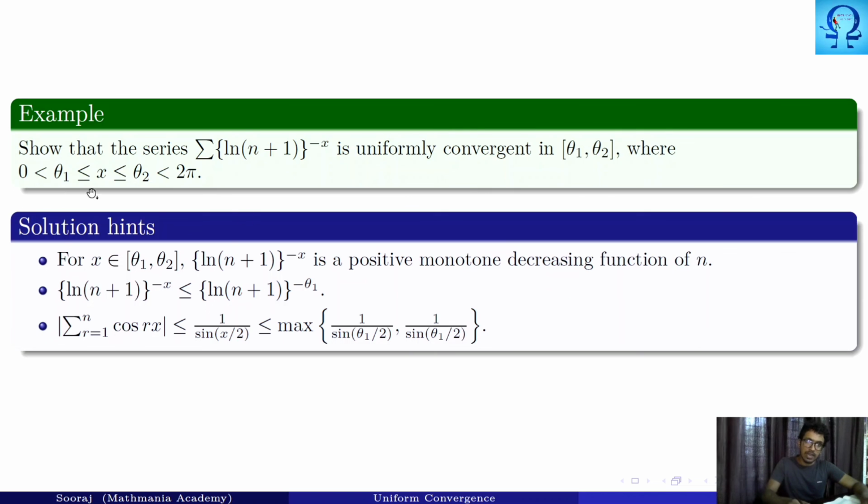Since we have excluded these 2 points, we were able to do this, and by the Dirichlet test we conclude that this converges uniformly.